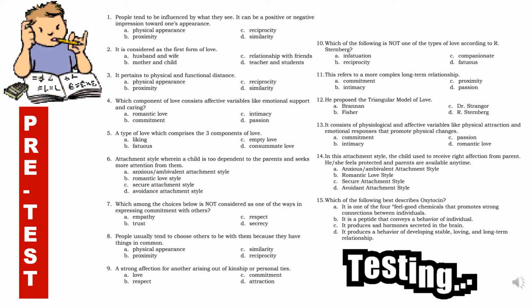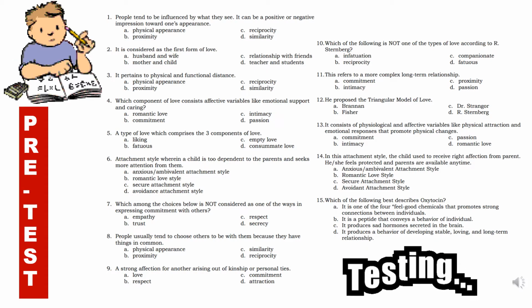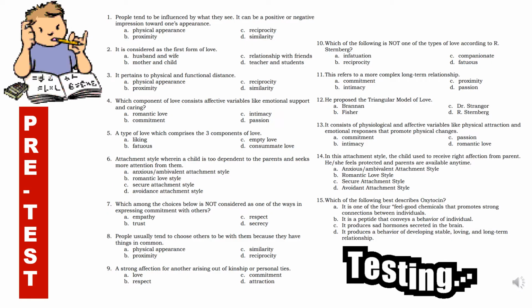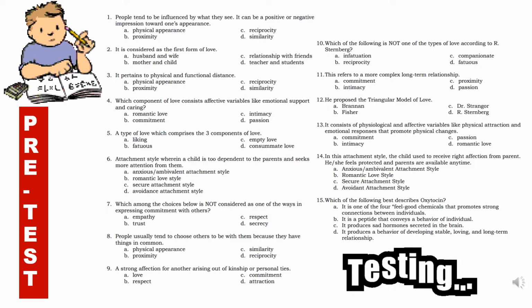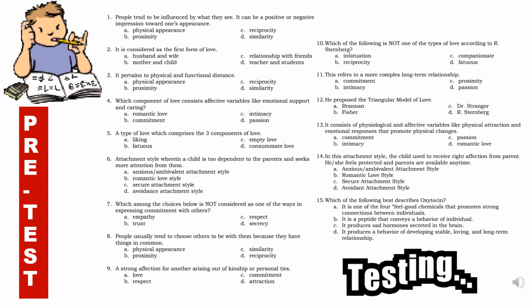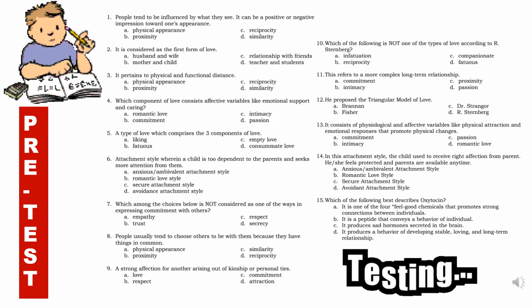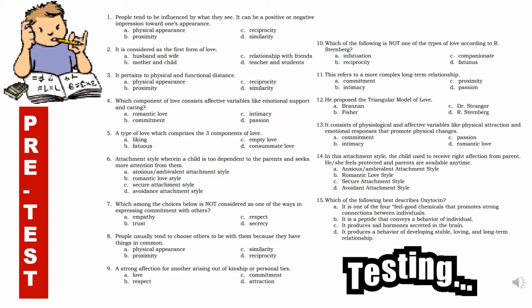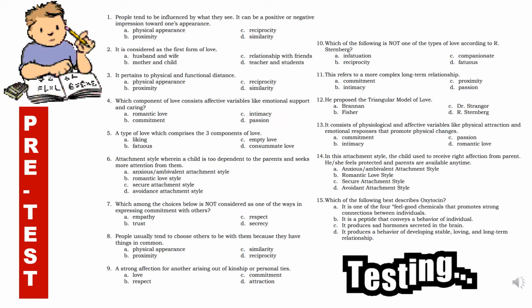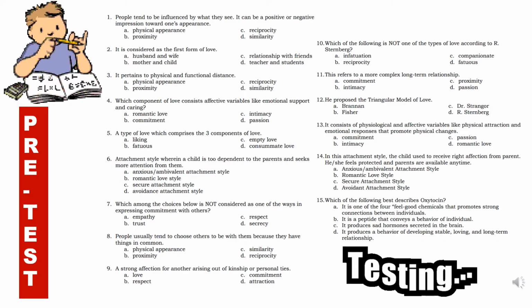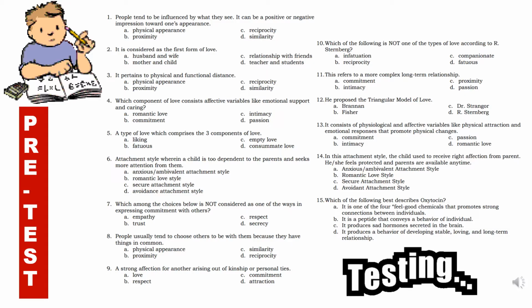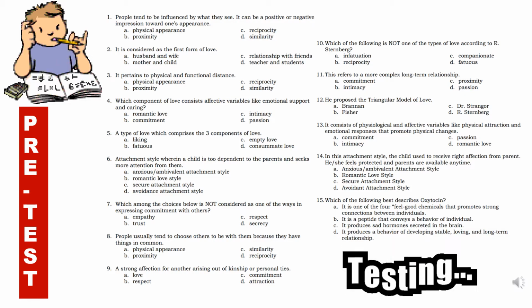13. It consists of physiological and affective variables like physical attraction and emotional responses that promote physical changes. A. Commitment. B. Intimacy. C. Passion. D. Romantic love. 14. In this attachment style, the child used to receive rightful affection from parents. She feels protected and parents are available anytime. A. Anxious, ambivalent attachment style. B. Romantic love style. C. Secure attachment style. D. Avoidant attachment style.